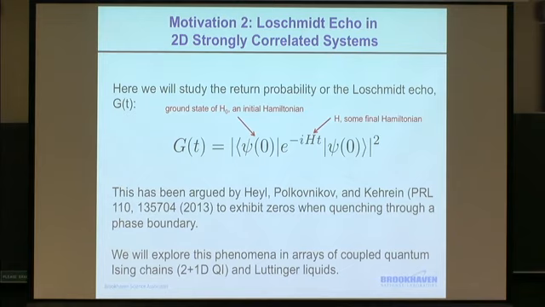And why this quantity is interesting for our purposes is that it's been argued that if you quench through a phase transition, this return probability can exhibit zeros, and that this is a signature of what Heyl, Polkovnikov, and Kehrein called a dynamical phase transition. And so what I will do in this talk is explore this phenomenon in arrays of coupled quantum Ising chains and in coupled Luttinger liquids.